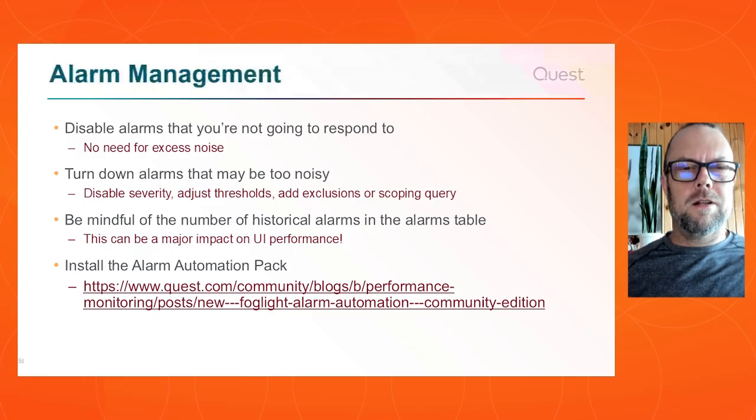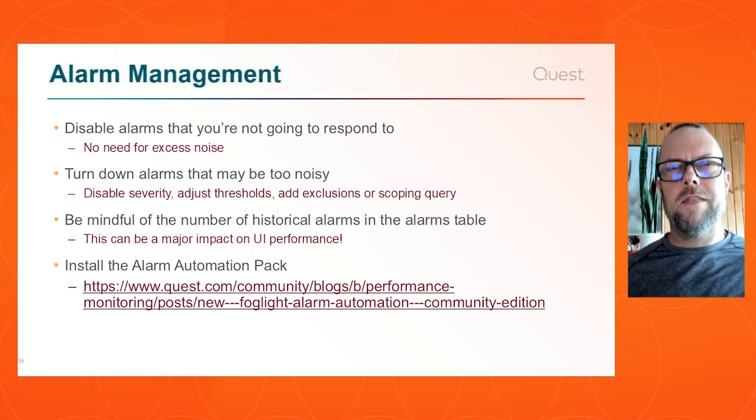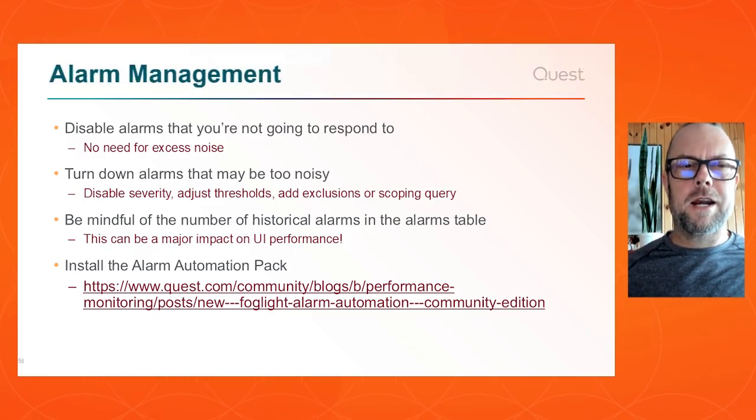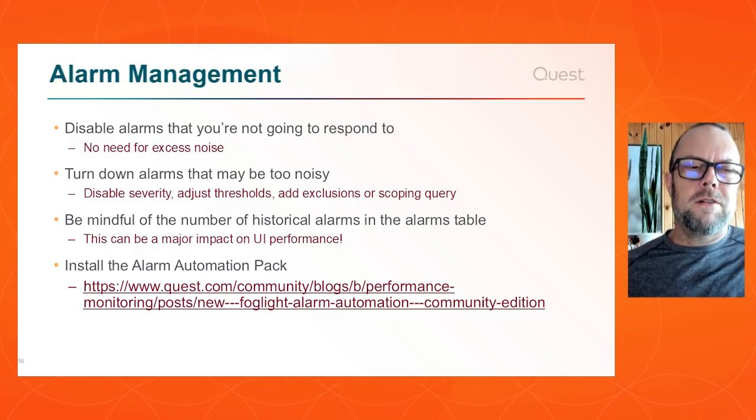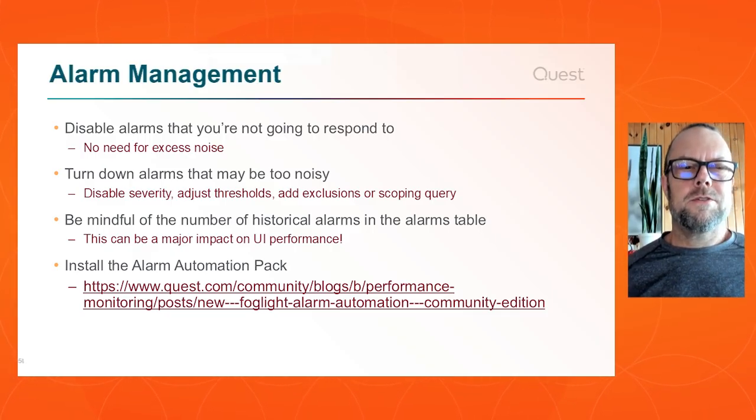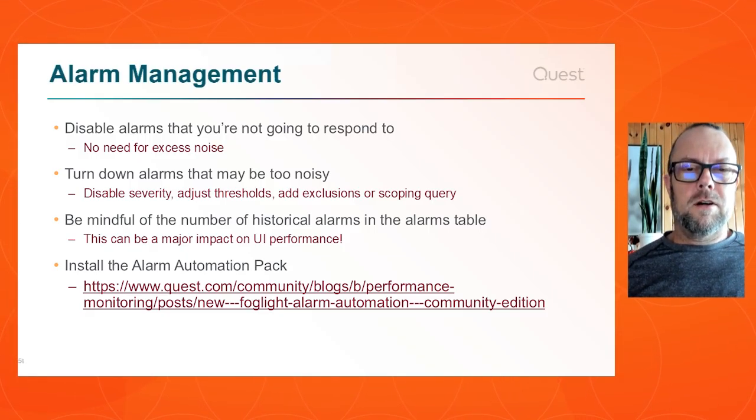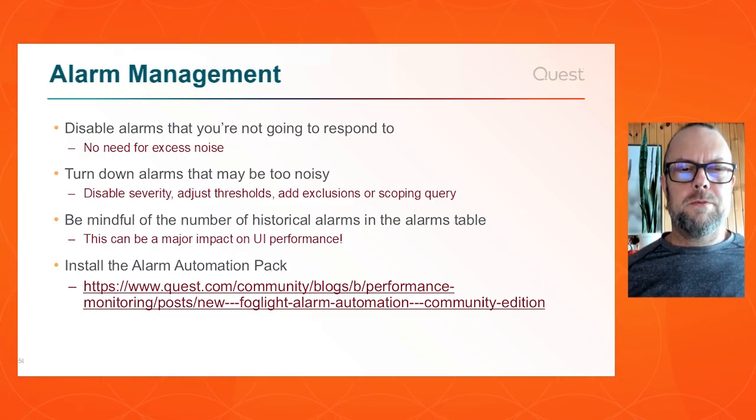So you disable alarms that you're not going to respond to. You don't need that noise. You don't need that distraction. Sometimes the alarm will be useful, but maybe they're just too noisy. Maybe there's a severity that you don't need. You can adjust the thresholds. You can add exclusions. There is an alarms table, and you do need to be mindful of the number of alarms in that table, because it can be a drag on UI performance.